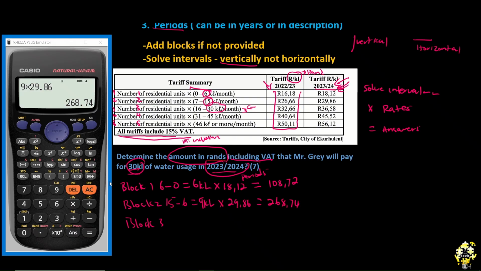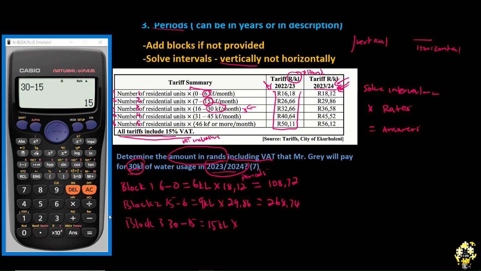Block number 3, what are we supposed to do? Well, do we do it horizontally? No, we do it vertically. Horizontally was going to be 30 minus 16. That is wrong. We are supposed to say 30 minus 15. So we are supposed to say 30 going up, which is vertically, minus 15. What do we get? What is a 30 minus a 15? Calculator says it's 15 kiloliters that we are eligible to pay for on block number 3.